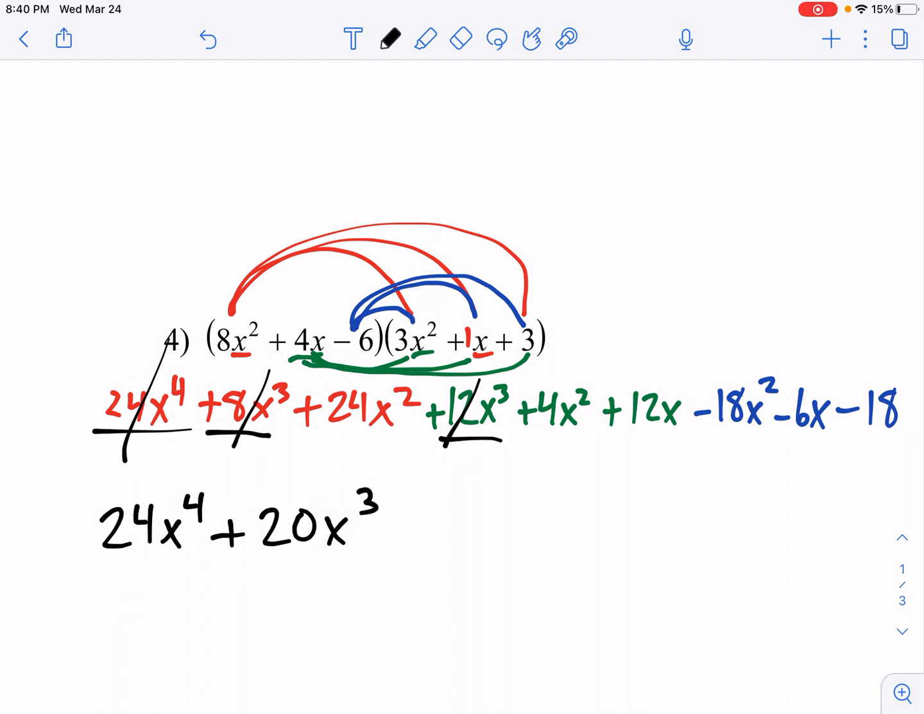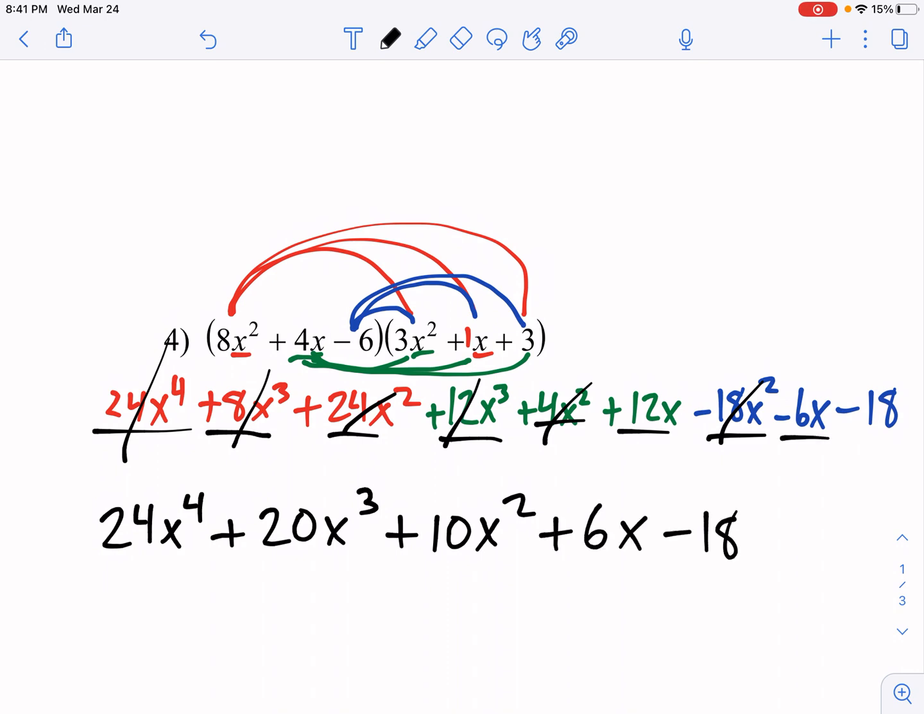Okay. Then we're looking for our x squared. So we have a 24, it looks like. We have a 4. And then we also have the minus 18. Okay. So 24 plus 4, we get 28. Minus 18, we'd have 10. So those guys are gone, and we have plus 10x squared. Okay. And then we have our x's, 12 minus 6, we have a positive 6x minus 18, okay? So that's multiplying a binomial times a trinomial and a trinomial times a trinomial.